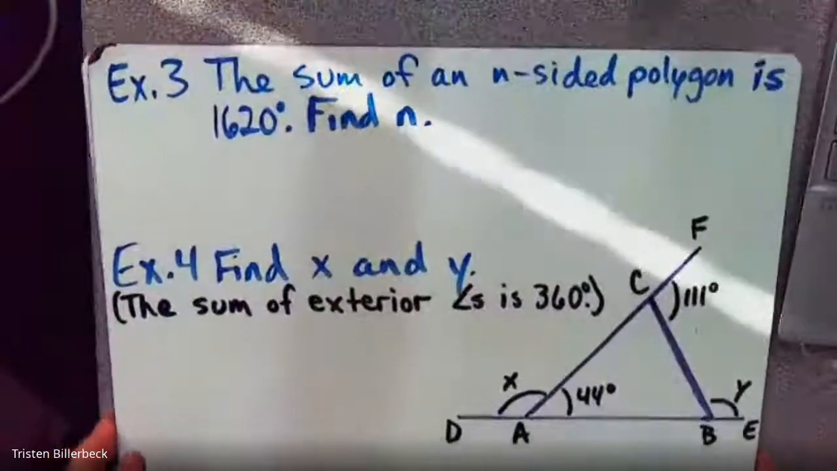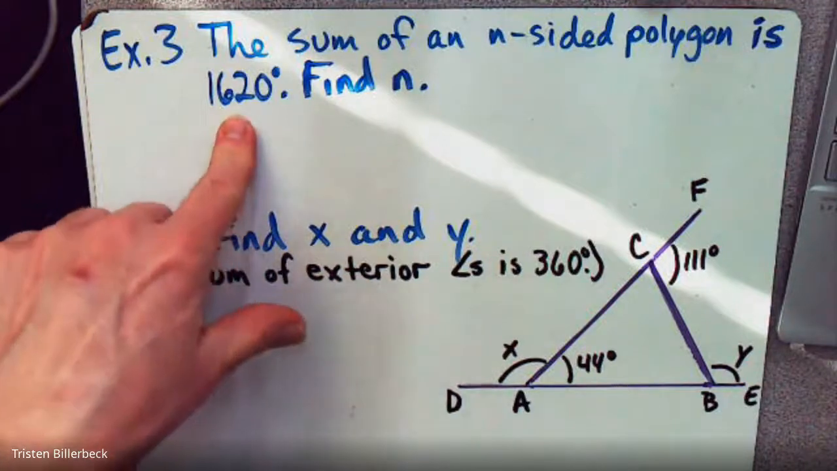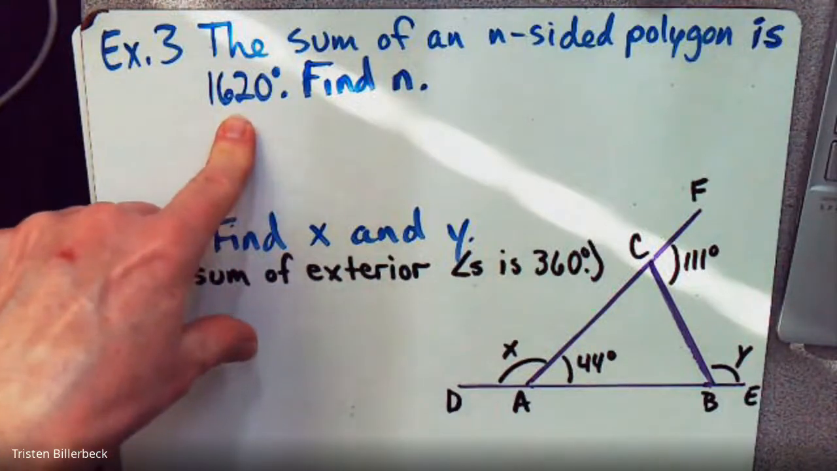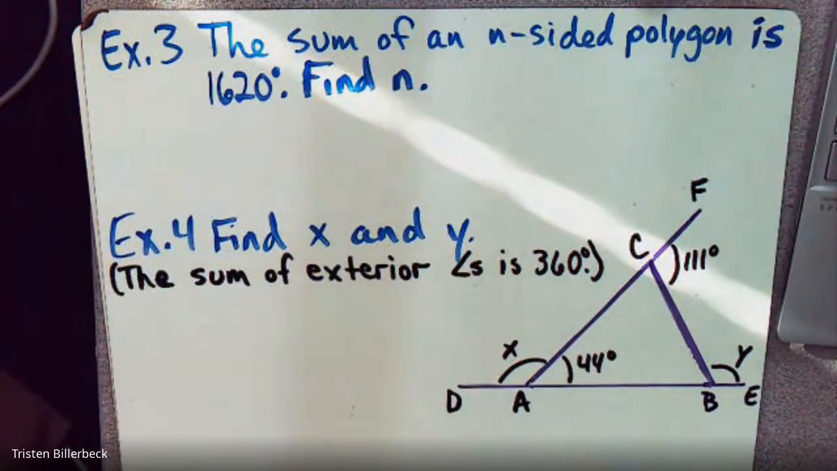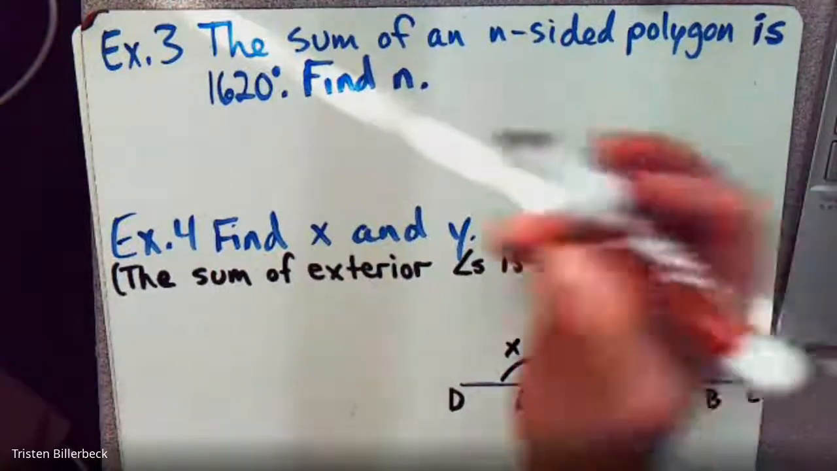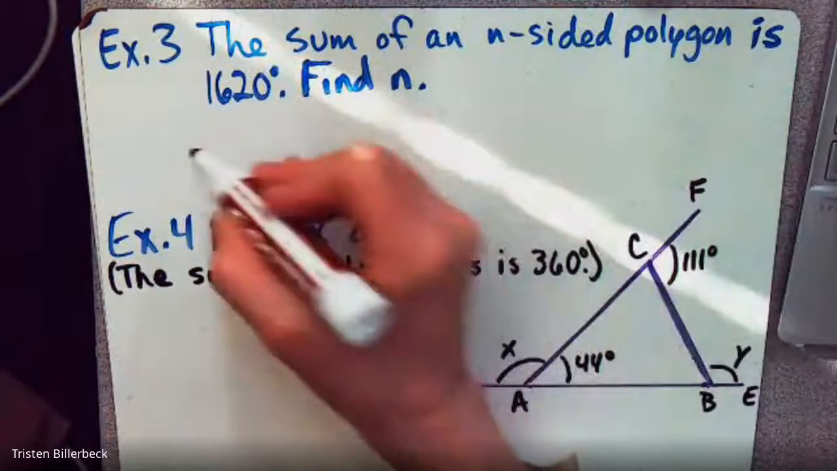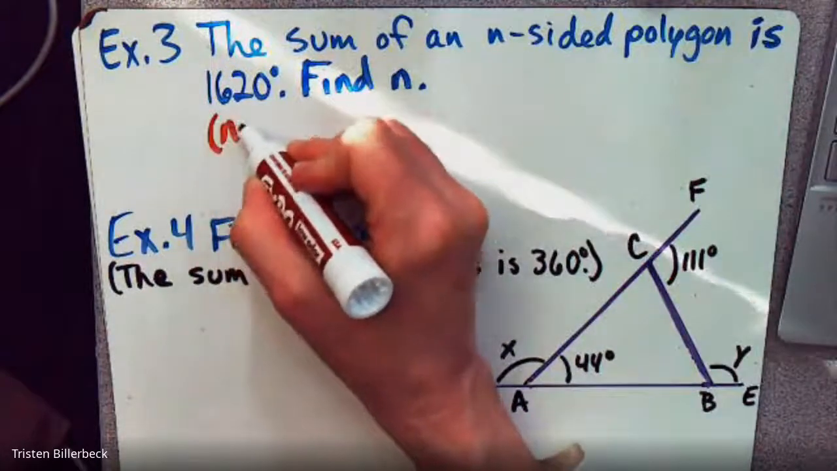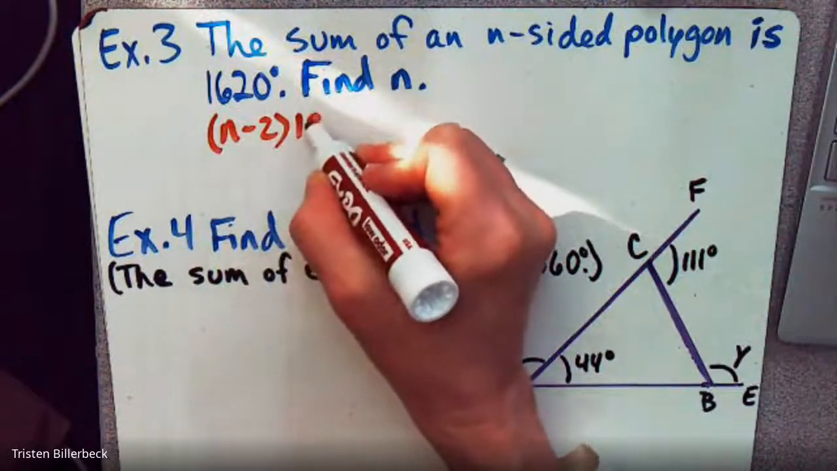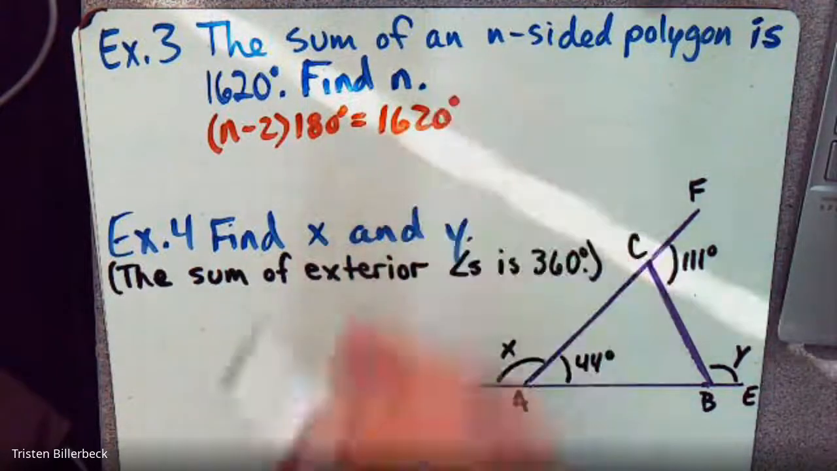Okay, so this one says, find the sum of an n-sided polygon, so that the angle sum of the interior is 1620 degrees. So find n. So we have n minus 2 times 180 equals 1620 degrees.